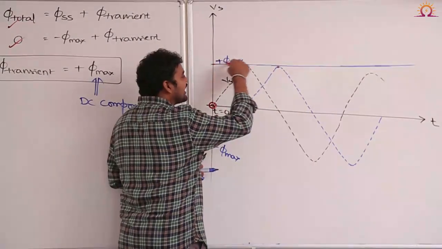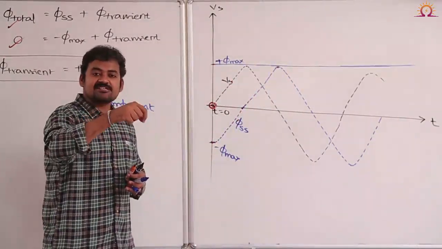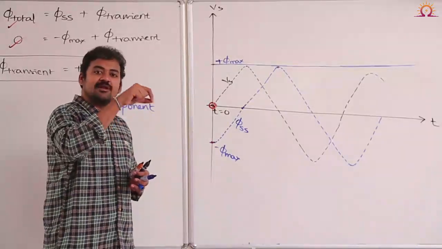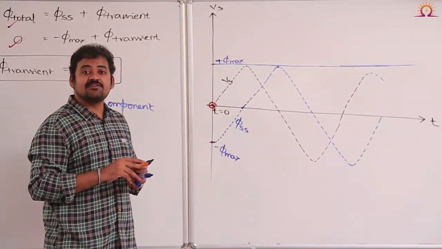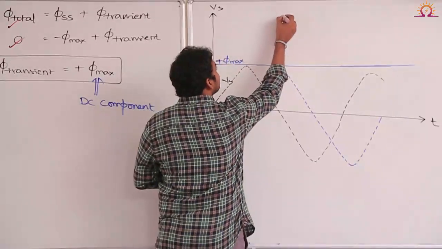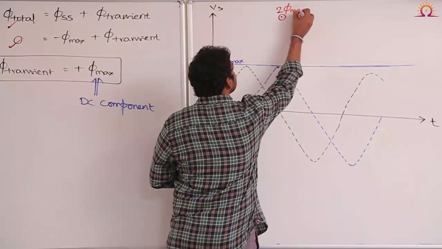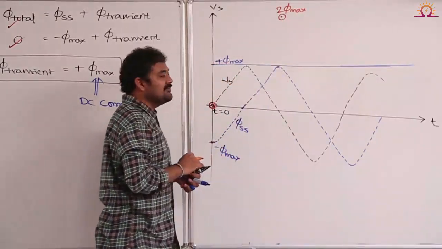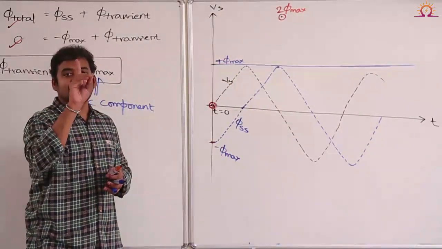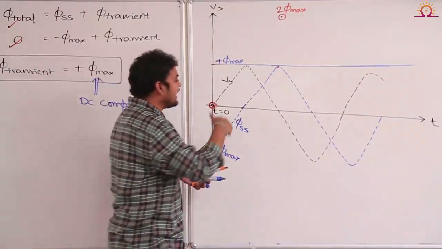What is the value of transient flux also? Plus phi max. Steady state plus phi max, transient also plus phi max, then the resultant flux will be equal to 2 times of phi max. The resultant flux will be somewhere here, which is equal to 2 times of phi max. That is after one half cycle. Look at the next half cycle.